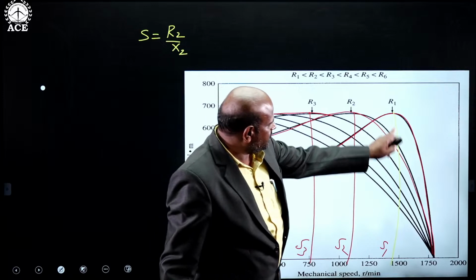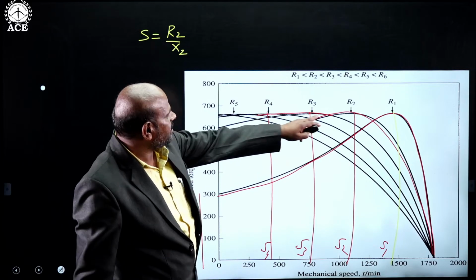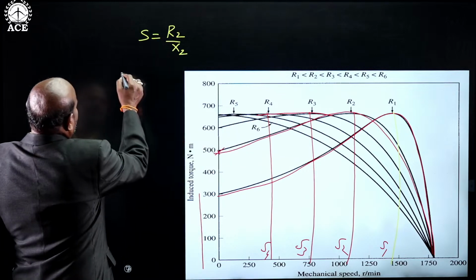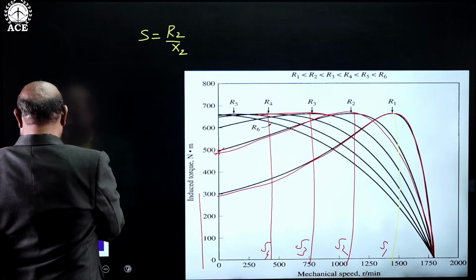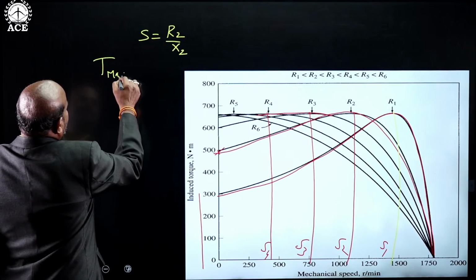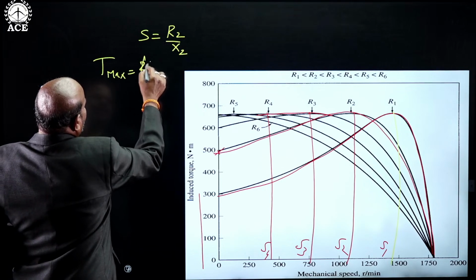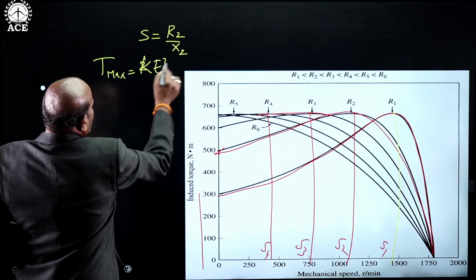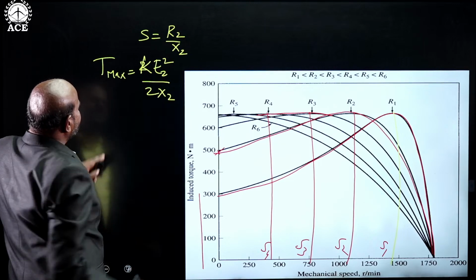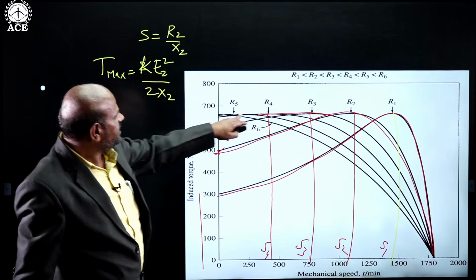For different rotor resistances, the slip will be different, but the maximum torque will be the same, as maximum torque is independent of rotor resistance. T max is K E2 square by 2x2. It is independent of rotor resistance. So maximum torque is always constant.